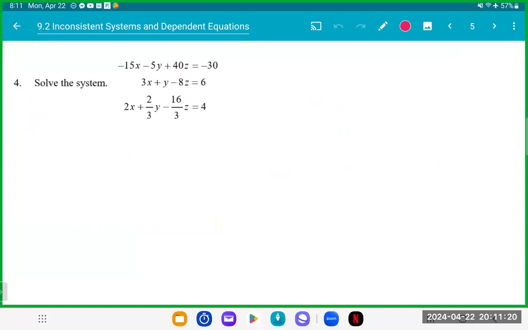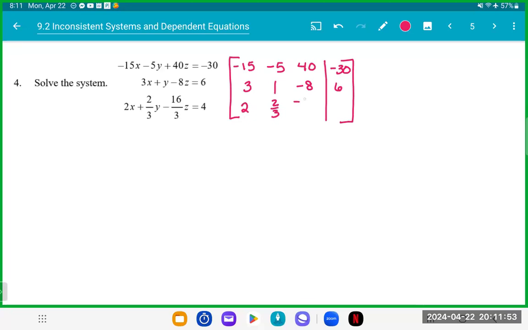So now we have another example here. Let's go ahead and write this into our matrix. Okay, so we have negative 15, negative 5, 40, negative 30. Then we have 3, 1, negative 8, 6. And we have 2, 2/3, negative 16/3, and 4. Okay.